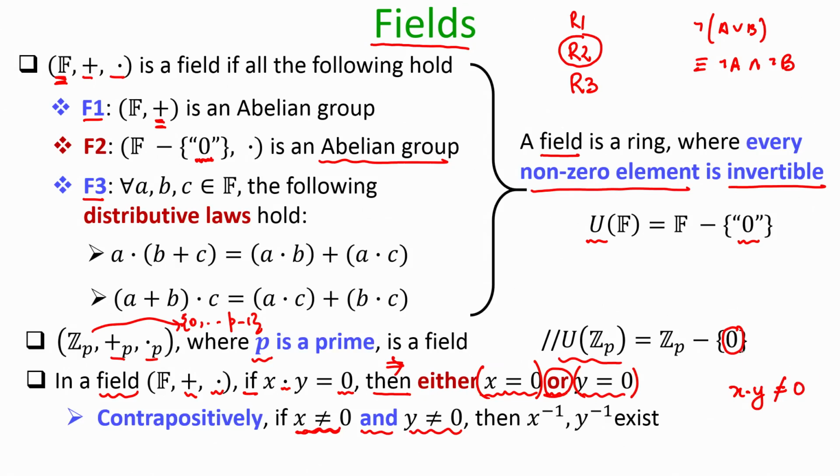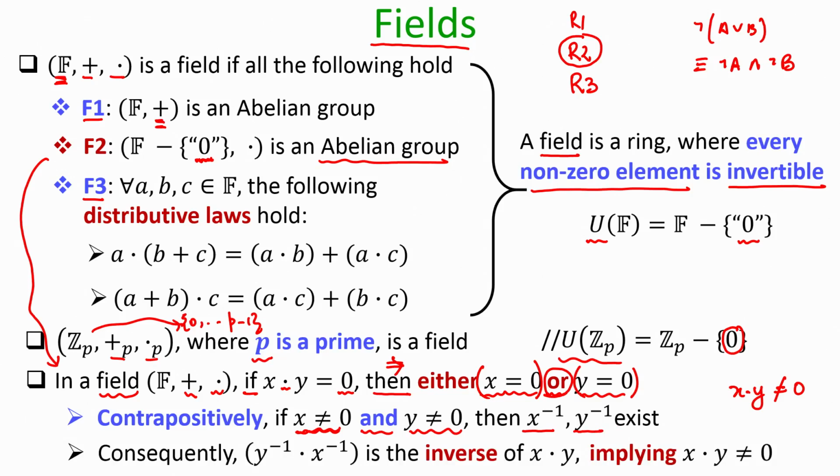Since x is not equal to 0, and as per the field axioms every non-zero element has a multiplicative inverse, let me denote that multiplicative inverse by x power minus 1. Similarly, y is non-zero, so it will have a multiplicative inverse, let me denote it by y power minus 1. Now, as we had proved earlier, if you multiply x dot y with y power minus 1 dot x power minus 1, you will get back the identity element. That means, I can consider the product of y inverse and x inverse to be the inverse of the element x dot y.